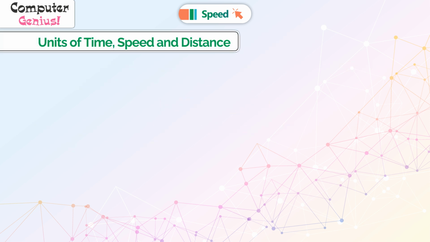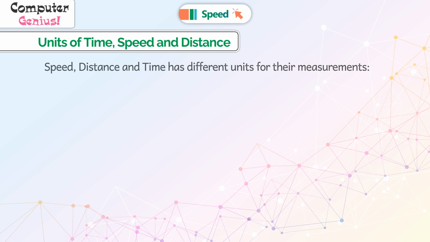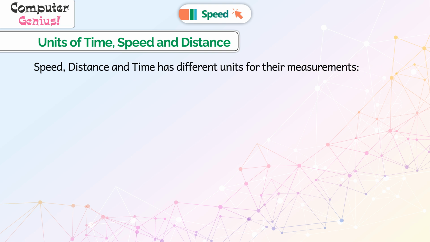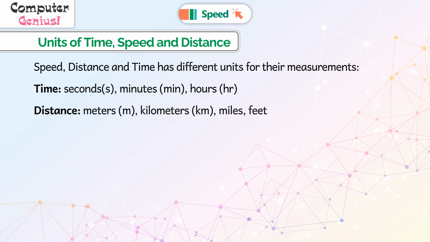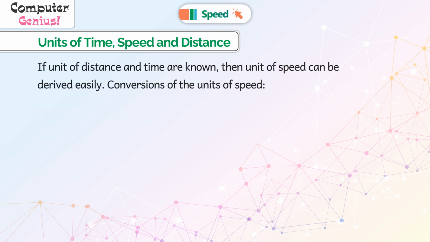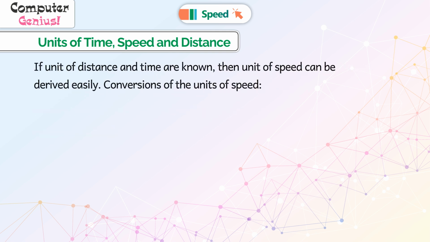Units of time, speed, and distance. Speed, distance, and time have different units for their measurements. Time: seconds, minutes, hours. Distance: meters (m), kilometers (km), miles, feet. Speed: meter per second, kilometer per hour. If the unit of distance and time are known, then the unit of speed can be derived easily.